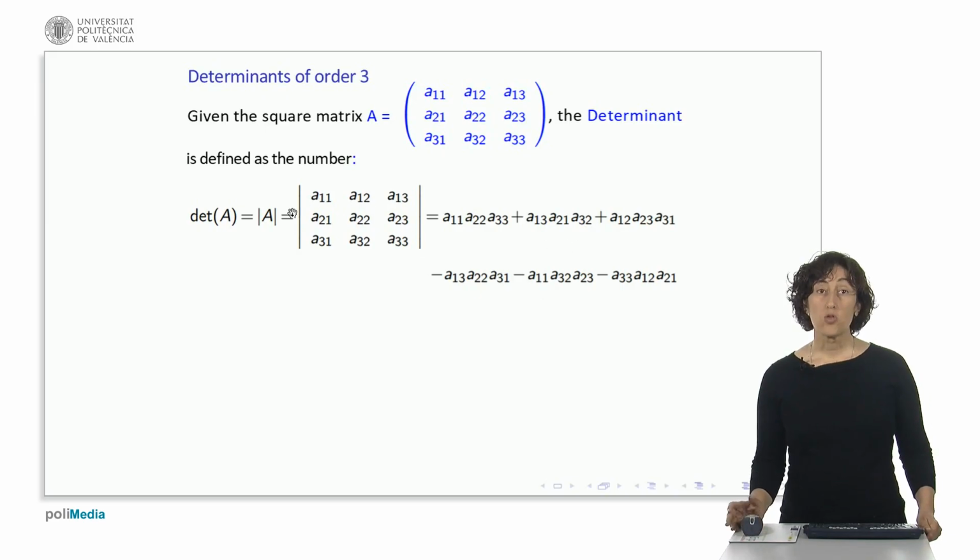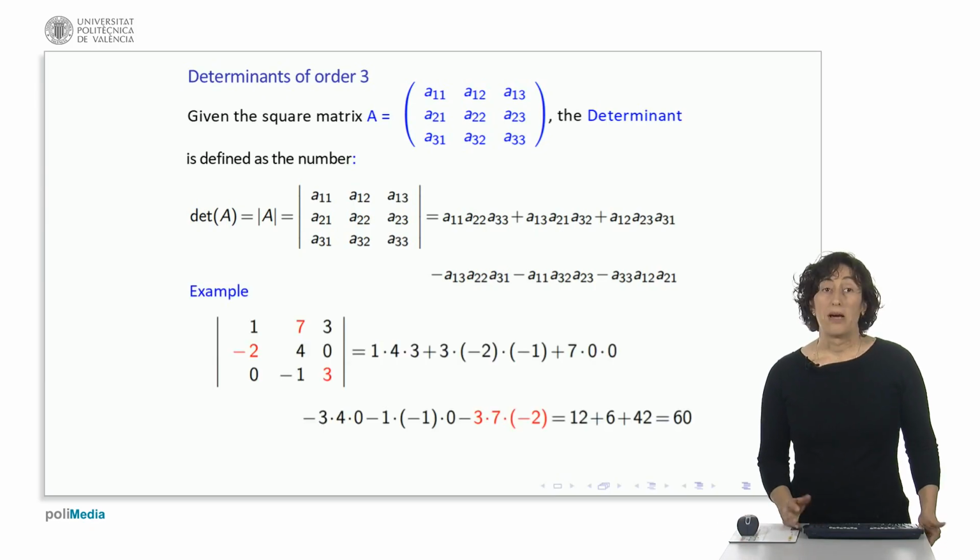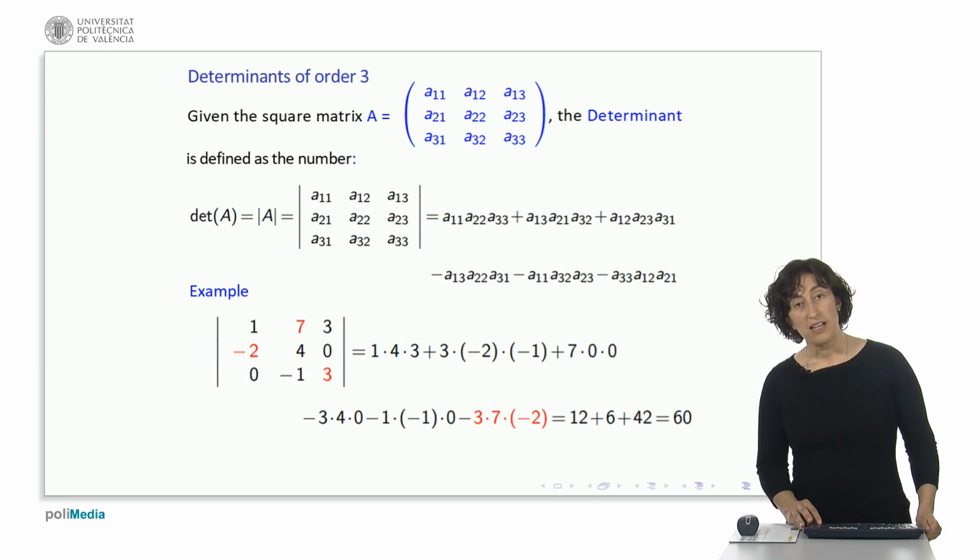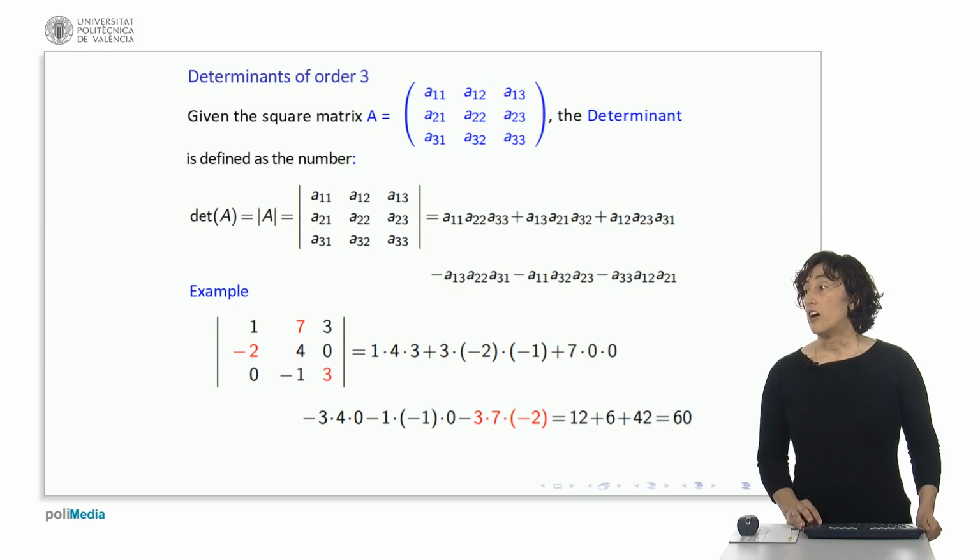As you can see, there are sums and subtractions of products of 3 elements, each one from a different row and column. For an example, we could calculate the determinant of the matrix 1, 7, 3, minus 2, 4, 0, 0, minus 1, 3. We multiply the main diagonal, the parallel, the other parallel, which have a positive sign. And now we subtract the product of 3 times 4 times 0, the secondary diagonal, minus 1 times 0 times 1, and minus 2 times 7 times 3. The result is 60, as you can see, a number as well.